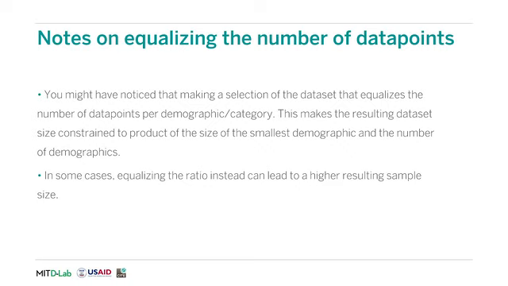One downside to this methodology of equalizing the number of data points per demographic is that the size of the resulting dataset depends on the size of the smallest demographic. Therefore, if the smallest demographic has a very small number of data points, you're going to end up with a very small training set. Therefore, in some cases, you might find that equalizing the ratio instead of the number of data points per demographic can lead to a higher resulting sample size. And that's what we're going to look at in the next approach.